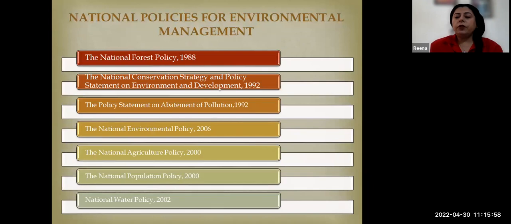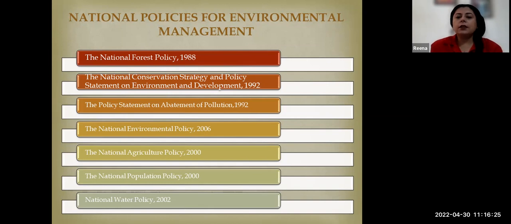Then what are the different policies as such? We have the National Forest Policy of 1988, the National Conservation Strategy and Policy Statement on Environment and Development 1992, and the Policy Statement on Abatement of Pollution. So from 1988, we had realized as a nation that we have to take up all these national environment policies.